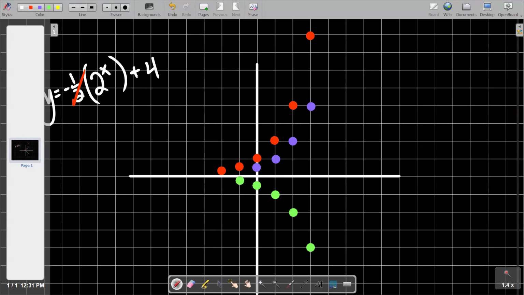The last thing we have to do is move all the points up 4. It's just a matter of literally grabbing each one of those, like with a pair of tweezers, and you pick it up and you just move it up 4. You just got to keep track of where things are relatively.